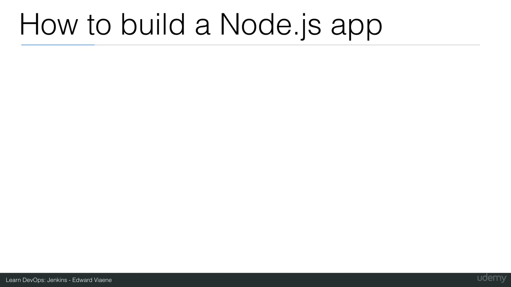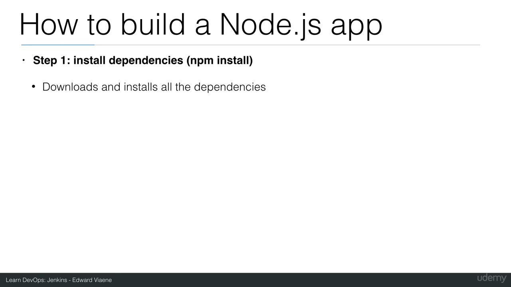How do you build a Node.js application? The first step is to install dependencies using npm install. That downloads and installs all the dependencies. Then you run tests using npm test. This runs all the Node.js tests.